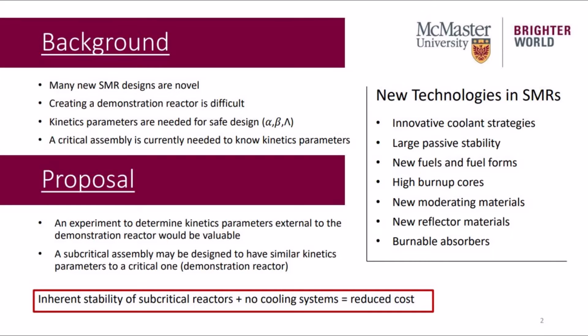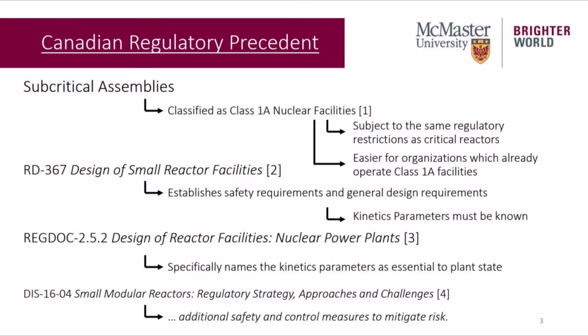A subcritical assembly may be designed to have similar kinetics parameters to a critical one. A subcritical assembly would be inherently stable and could be designed to have no cooling requirements, both leading to relatively low-cost experiments. Unfortunately, under Canadian regulation, a subcritical assembly is subject to the same licensing requirements as a critical reactor, both being Class 1A facilities. However, this may make the experiment more attractive to organizations which already operate Class 1A facilities.